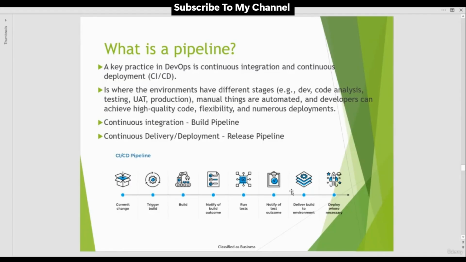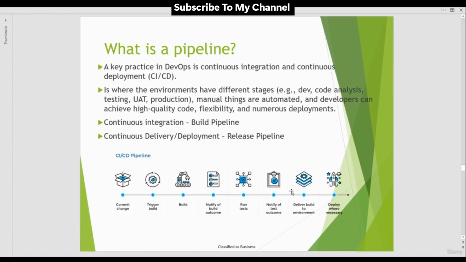In this lecture, we will try to understand what a pipeline is, why we need a pipeline, and what the different pipelines available are. So let's get started. What is a pipeline? It's a key practice in DevOps. We have continuous integration and continuous deployment. These are the two key practices. So the pipeline is supporting CI/CD.